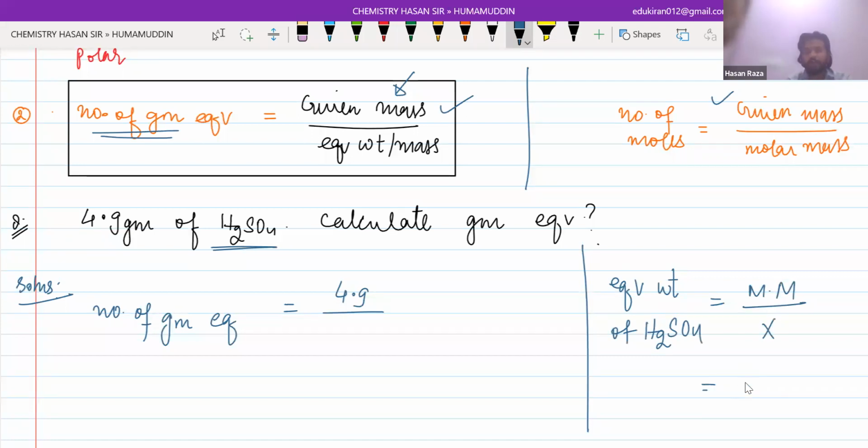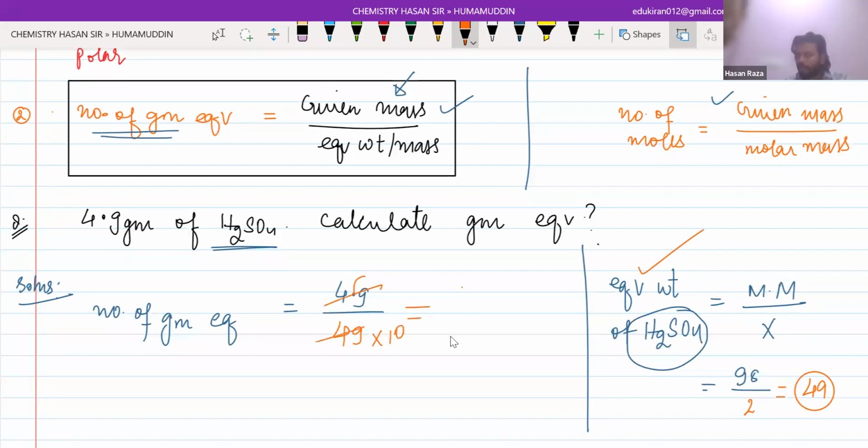Now, what is the molar mass of H2SO4? Initially, we calculated 98. What is the value of X? Now, this is your sulfuric acid, and sulfuric acid has two hydrogens, so it will give 2H+ generally. So you will get 49. 49 is the equivalent weight. So you put the value 49 here and simplify, removing the decimal, and again 1 by 10, that is equal to 0.1 gram equivalent. 0.1 gram equivalent is your answer. Is that clear? Yes, sir.